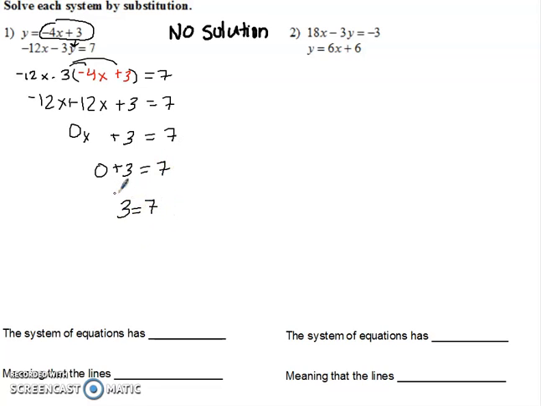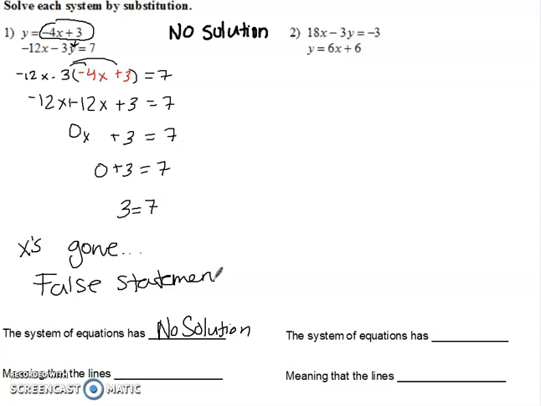So what I'm looking for is the value of x that makes this statement true. Well, there's no x in this statement, which means that there is no value of x that will ever make this statement true. So that tells me that this system of equations has no solution. All of our x's are gone, and we have a false statement. 3 does not equal 7. That makes no sense. So our system of equations has no solution, meaning that our lines are parallel.